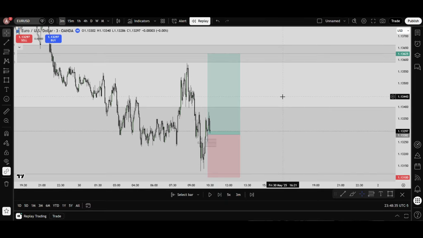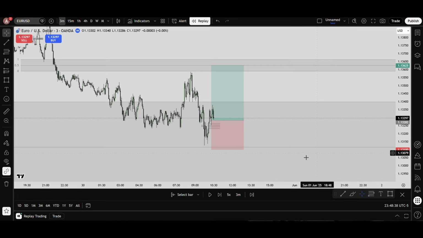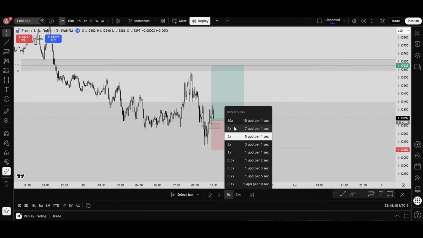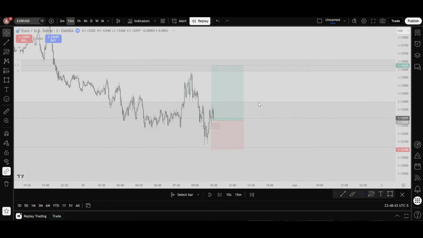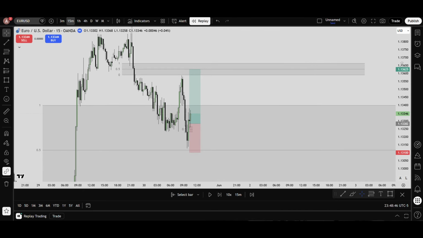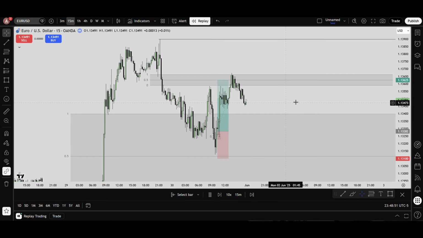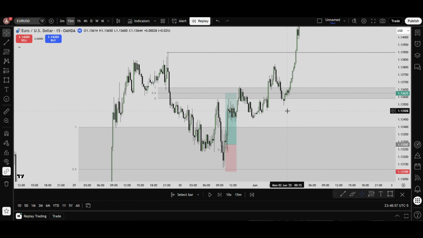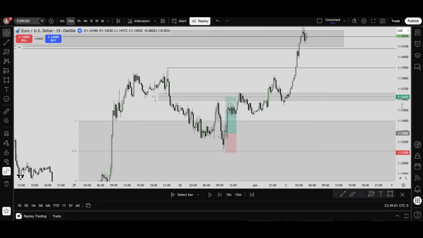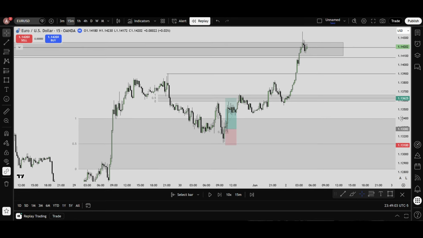And let's see what will happen. I will make it look faster. Yeah, let's see, guys. So, yeah. That's it, guys. The trade plays out, we take profit, and that's how the sequence works in practice.